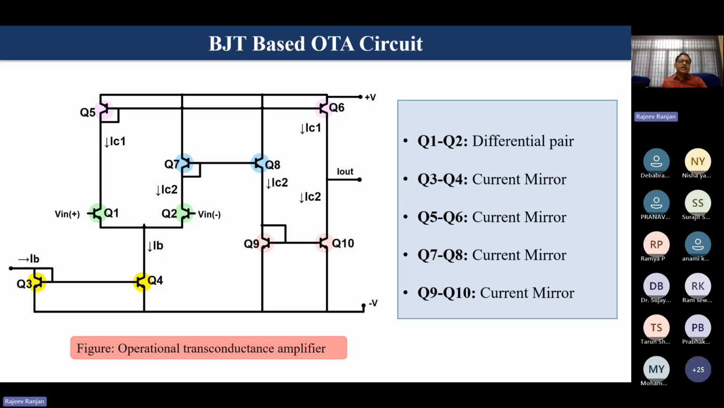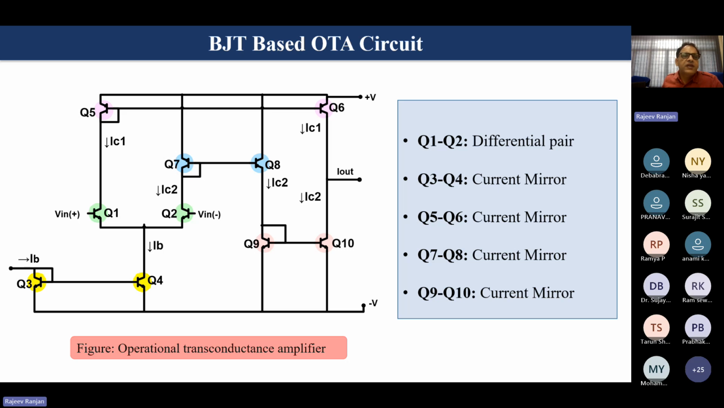So if you see this circuit very carefully, here this is the biasing current. This Q3, Q4 is one current mirror. So this IB is transferring to this IB here because Q3, Q4 is a current mirror. Then this Q5 and Q6 is another current mirror. So the collector current of Q5 is transferring to the collector current of Q6, IC1. So both IC1 are equal.